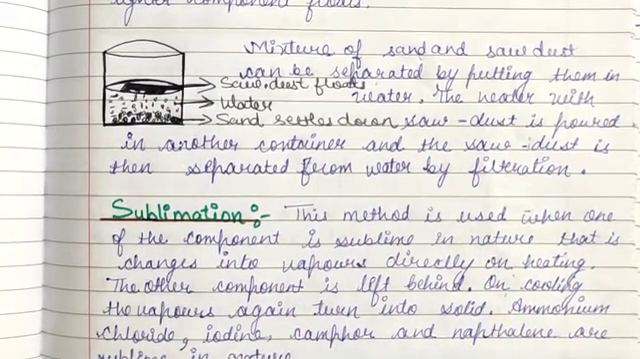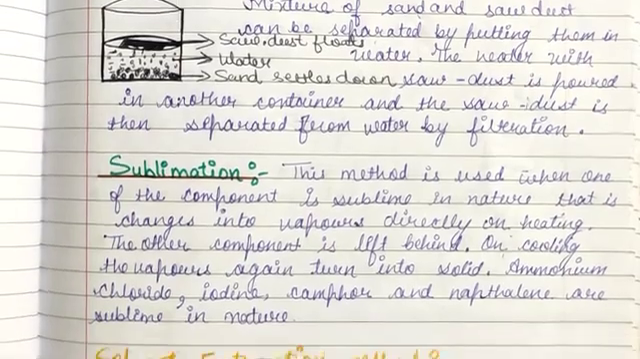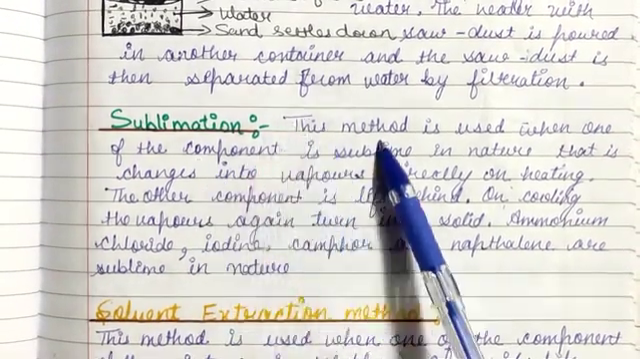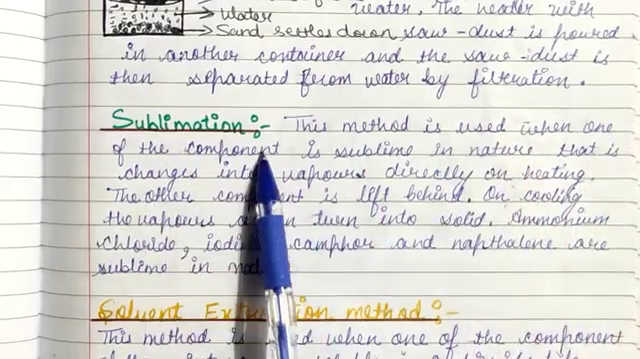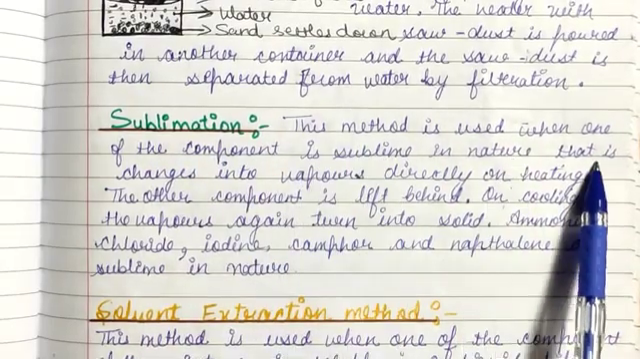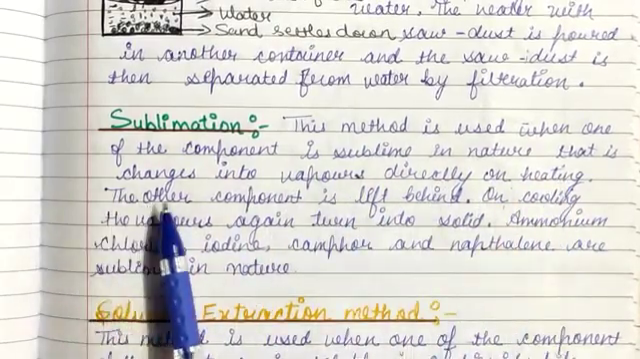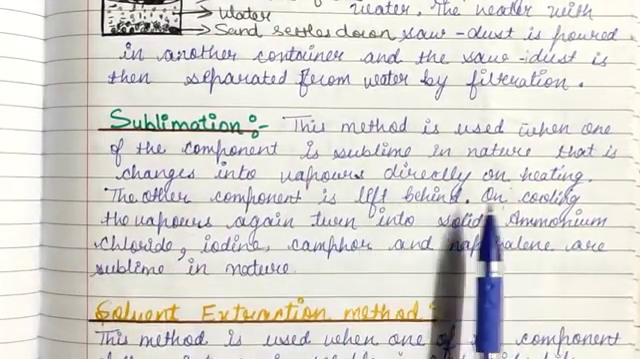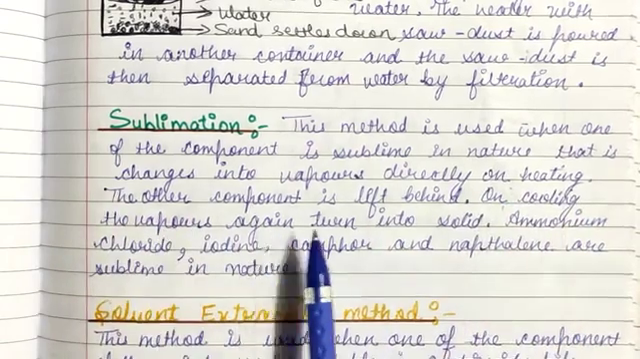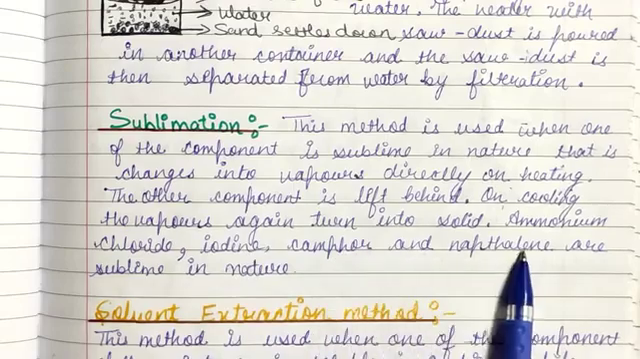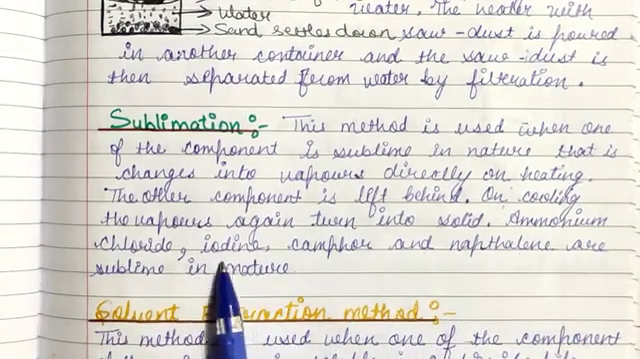Now we will do the next, that is sublimation. It is a very important process. This method is used when one of the components is sublime in nature, that is, changes into vapors directly on heating. The other component is left behind. On cooling, the vapors again turn into solid. Ammonium chloride, iodine, camphor and naphthalene are sublime in nature, or you can say they are examples of sublimation.